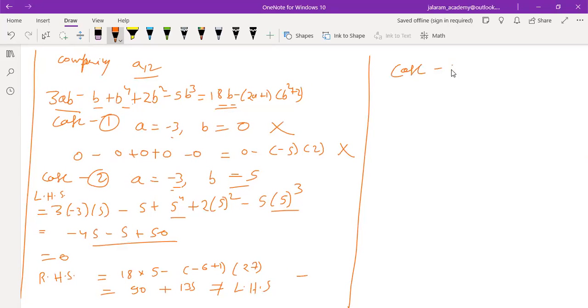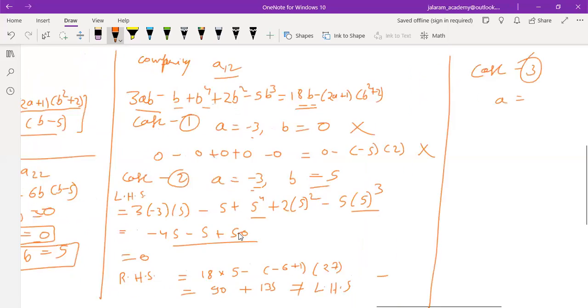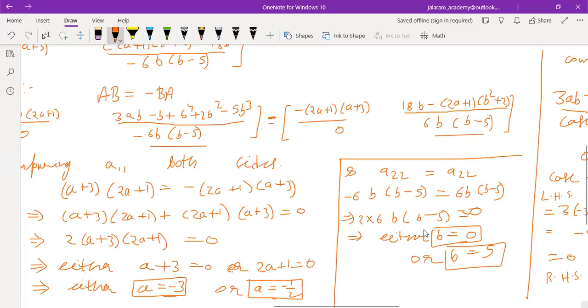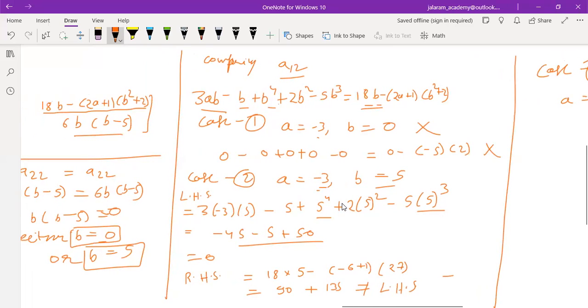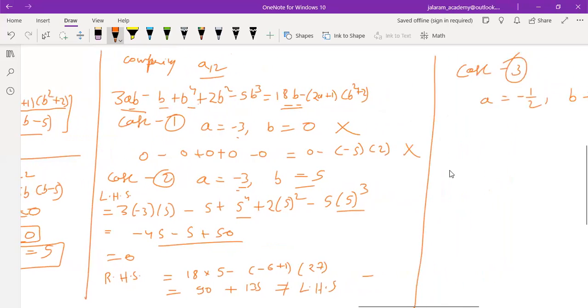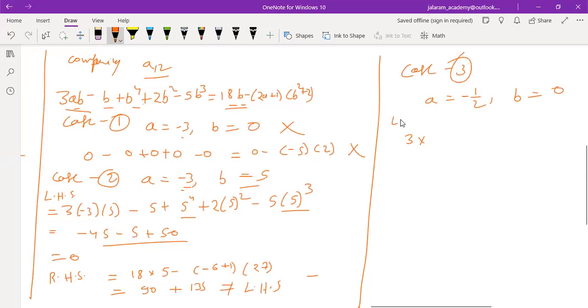So case 3, the next value of A is minus half. Okay, so we'll take A equals to minus half, B equals to 0. And substitute A equals to minus half into LHS, 3 into minus half into 0. All other terms are 0. So LHS is 0. All terms contain B. And RHS is also 0 this time.